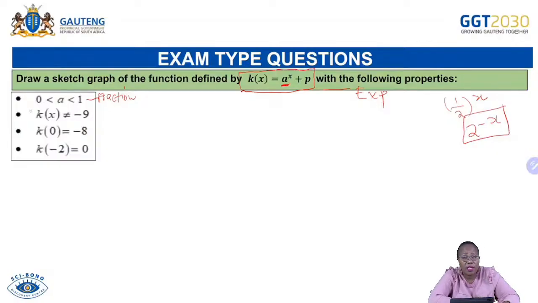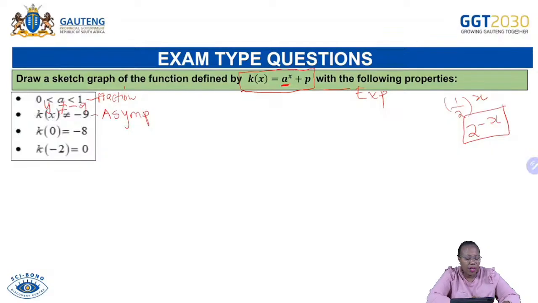And then look at the second bullet in there. It says k of x must not be equal to minus 9. That means k of x, remember, stands for y. So this simply means y must not be negative 9. What is that, grade 12? This is your asymptote.